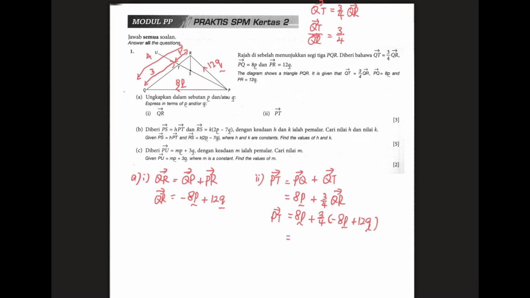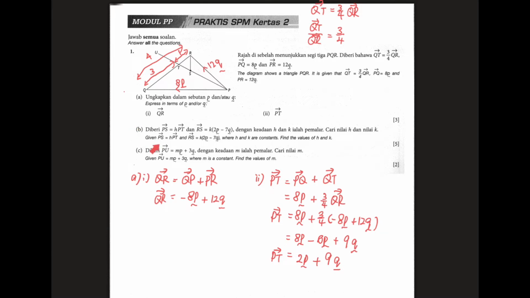We simplify it. So we just need to multiply. 3 over 4 multiplied with negative 8. So we get negative 6. So 8P minus 6P plus 3 over 4 times 12. So we get 9Q. So we end up with 2P plus 9Q. So this is PT. So we get PT ready. And now let's look at part B.